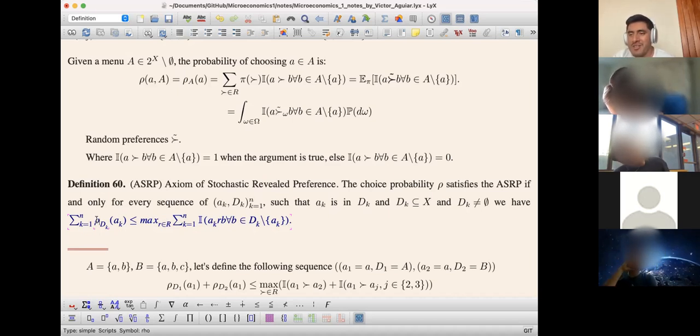I had a professor of decision theory, Tomasz Strzalecki, and he said, I don't want to live in a world that only has the ASRP as the only characterization of random utility. He was very, very adamant about this, and he felt very sad that this is the characterization of random utility. So there are people that feel strongly about this.